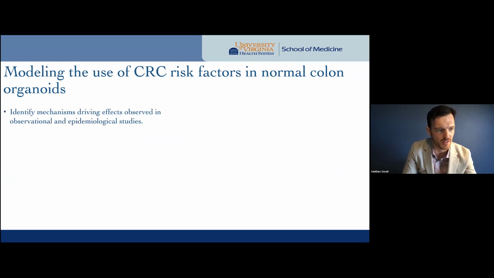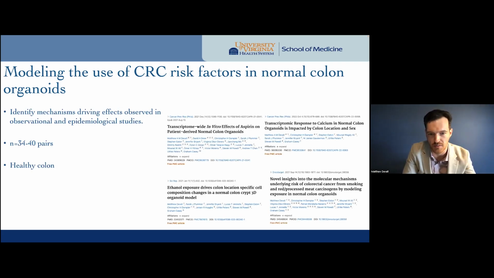The primary focus of our research has been to identify the molecular mechanisms that drive the effects of observational epidemiological studies. We do really large-scale studies with this, when you consider that the typical organoid study is usually about 3 to 5 lines. We're really just interested in the organoids generated from healthy colon biopsies. We're looking at chemoprevention and colon cancer risk. It's been really successful over the last couple of years. We've published 4 different studies so far in these kind of large-scale exposures on aspirin, calcium, ethanol, and carcinogens.